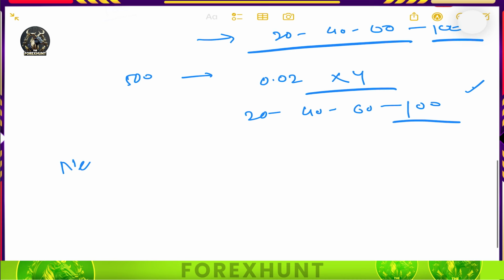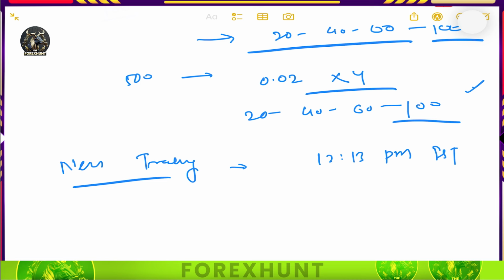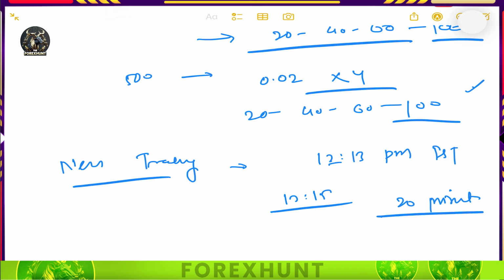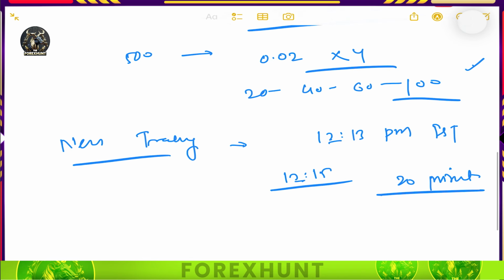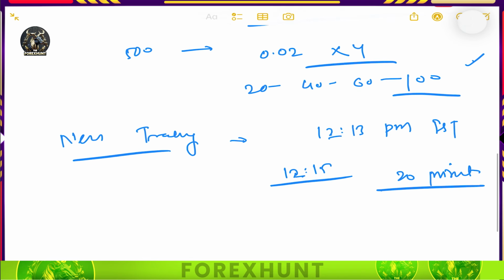In terms of news trading, if red news is coming, for example, it is 12:13 PM IST right now, and red news is coming at 12:15, simply take a rest of 20 minutes so that you will not hit your SL. You will keep yourself away from the slippage. This is the only thing you can do in the news. Because equity is small, you have to protect your equity.